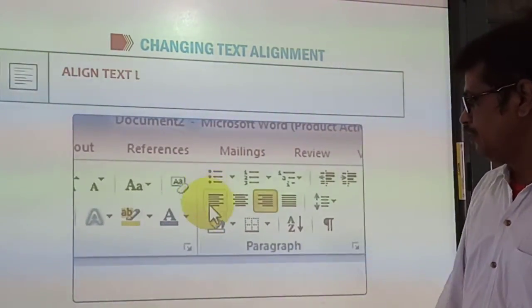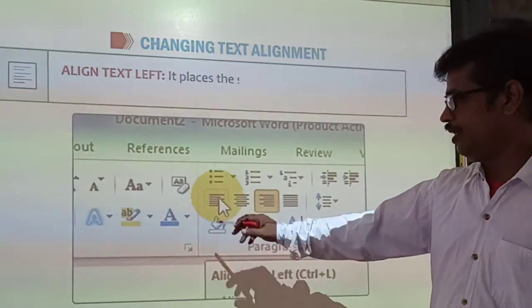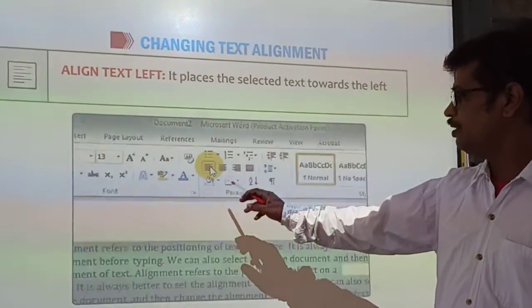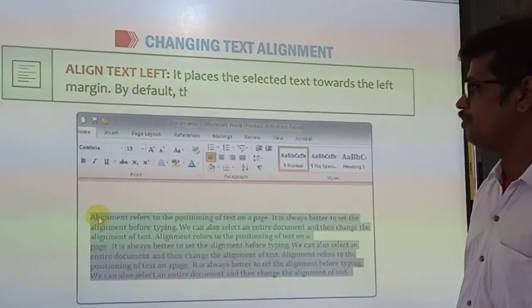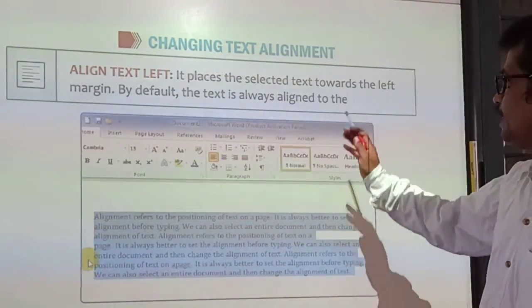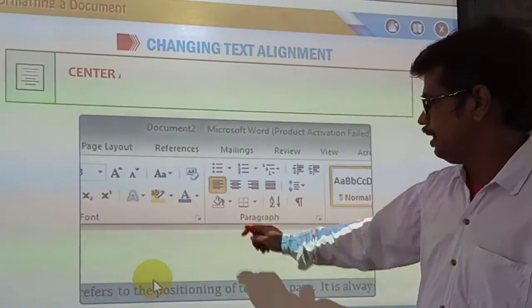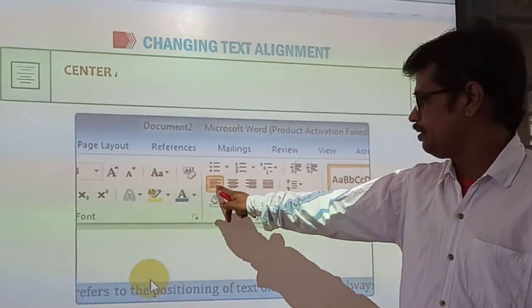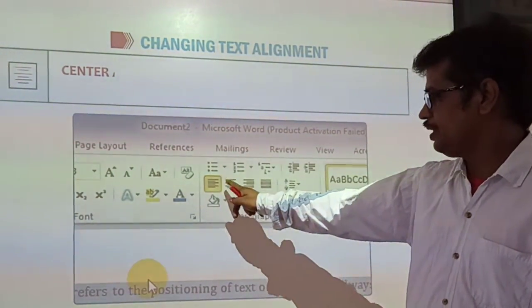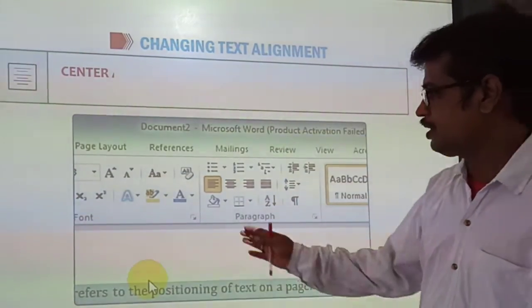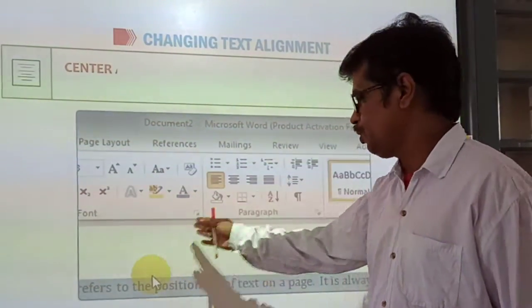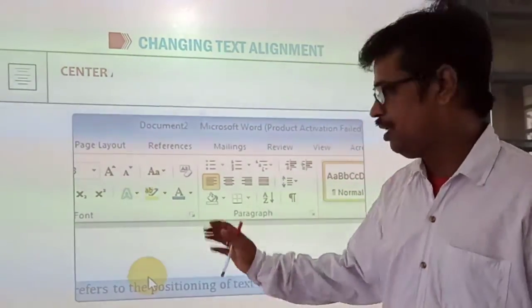Okay, let's see. This is left alignment. By default, this is the alignment which is given by the computer. Okay, it places the selected words from left to right. What does it mean? It means if left alignment is highlighted, means it is activated, then your writing will start from the left margin, from left to right, as we write in our copy.